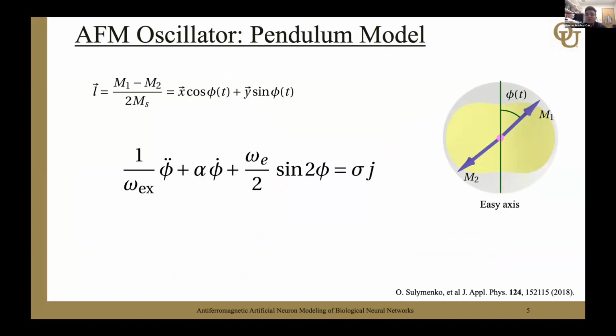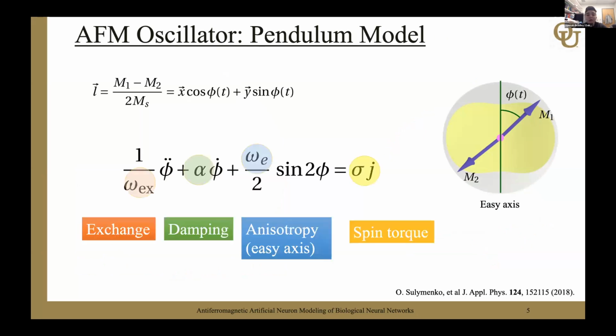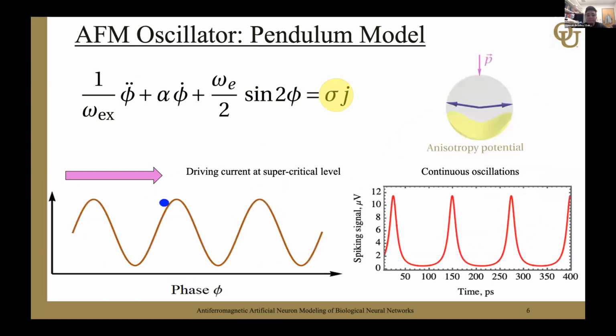The derived equation for phi resembles an equation of a mechanical pendulum under a driving force, with the driving force being the spin torque from the spin current. But the most important part of this equation is that the exchange energy contributes an effective mass. This means the oscillator now has inertia.